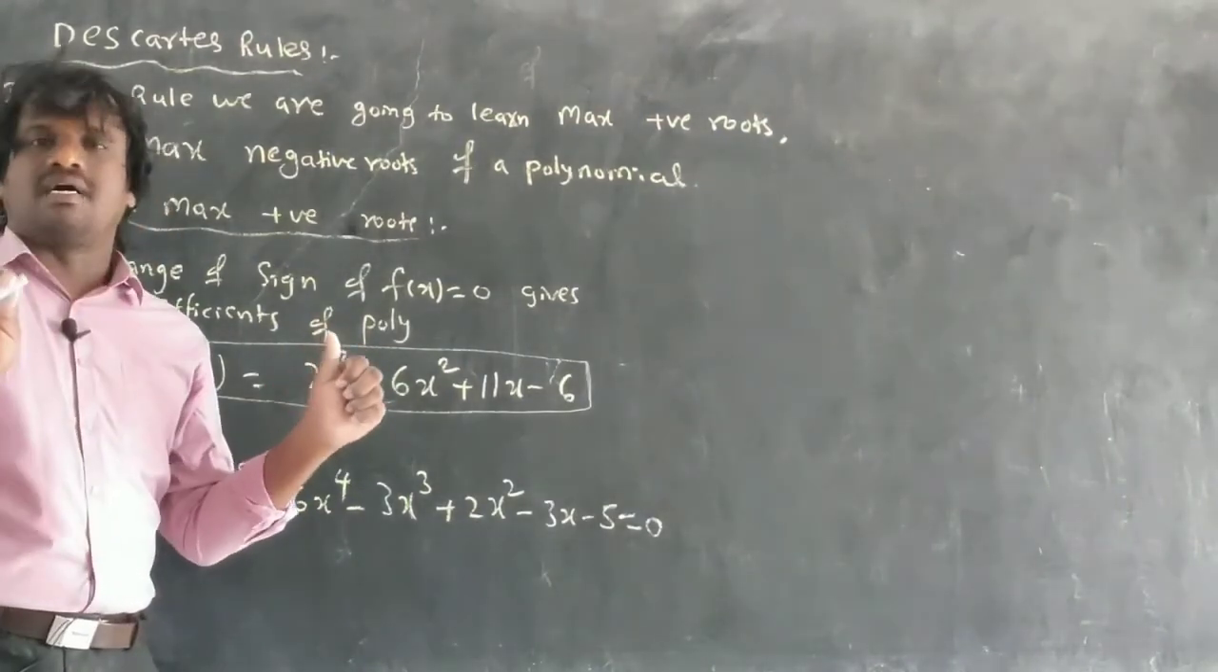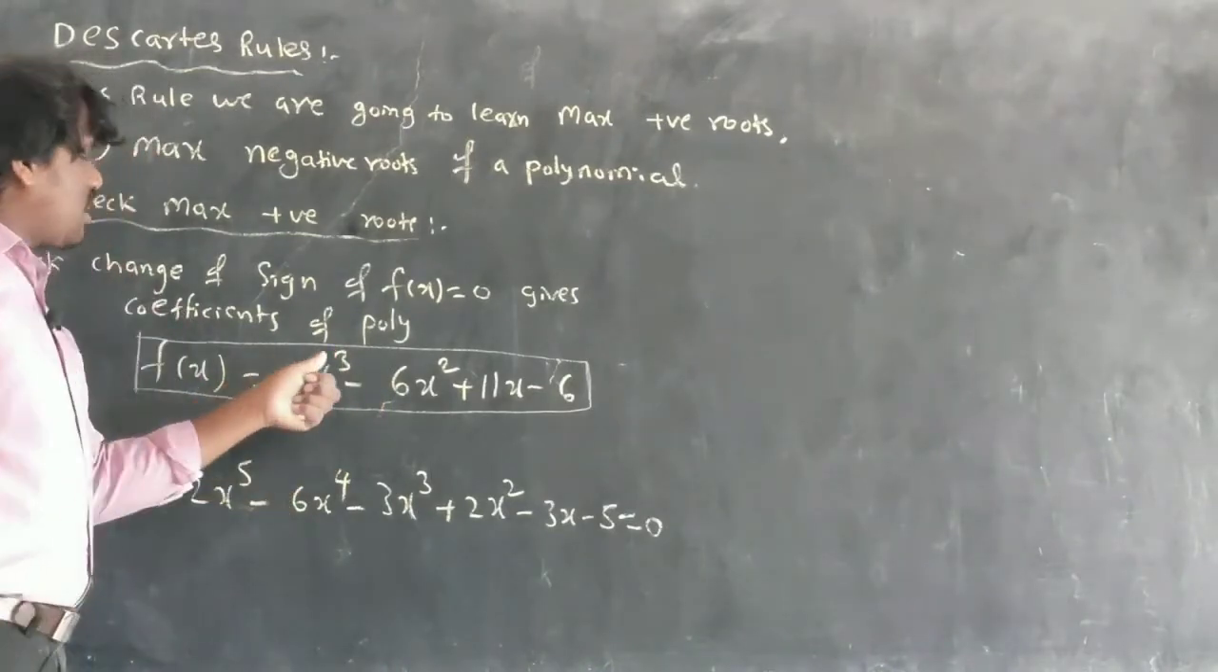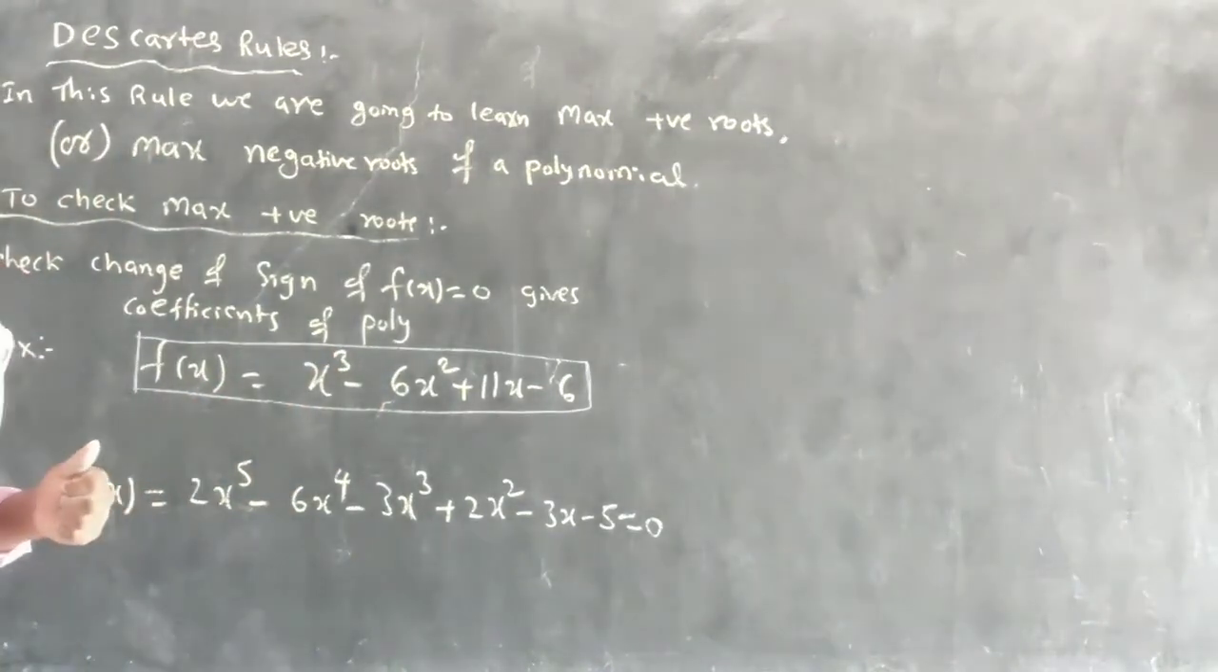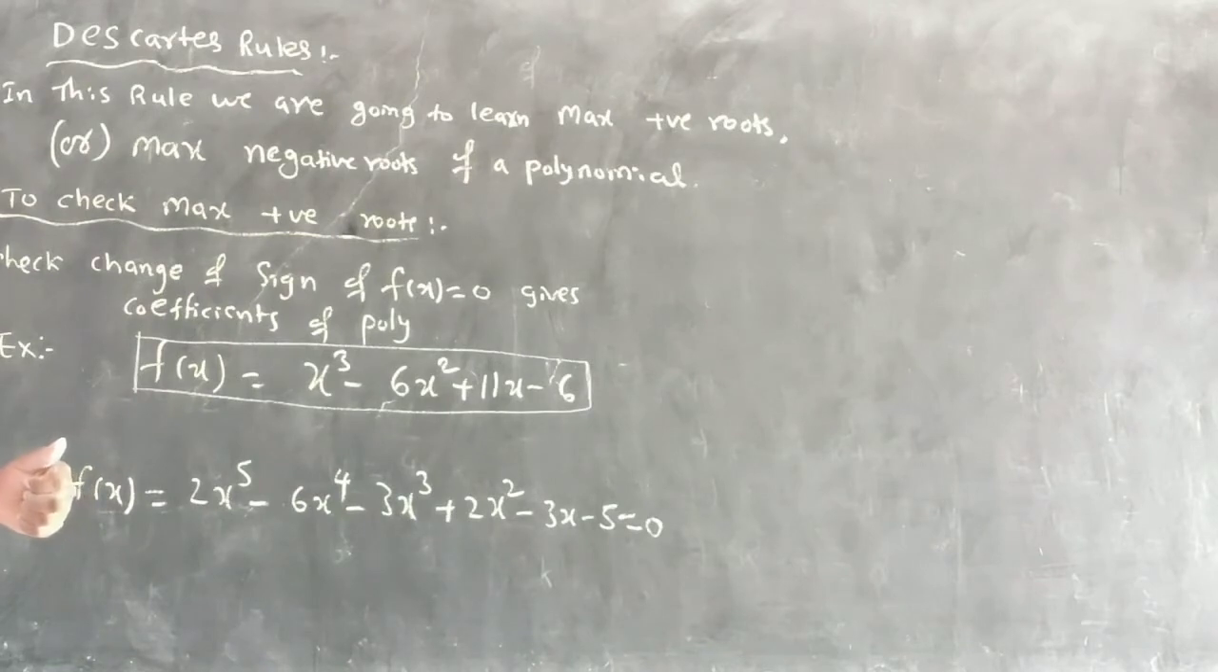The highest power is the degree. So a polynomial of degree 3 has how many roots? 3 roots, correct? If they have 3 roots, you want to know how many of the 3 are positive and how many are negative. Not how many exactly, but the maximum positive roots. Maximum positive roots are how many?